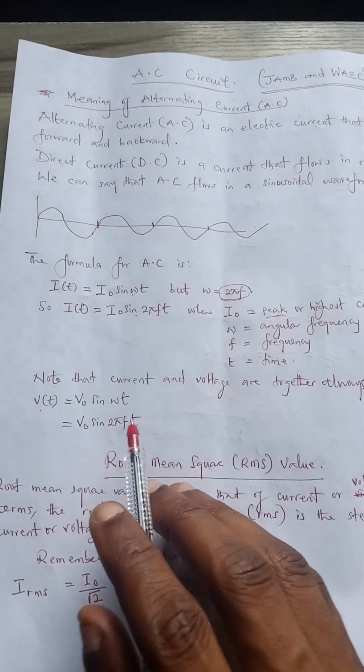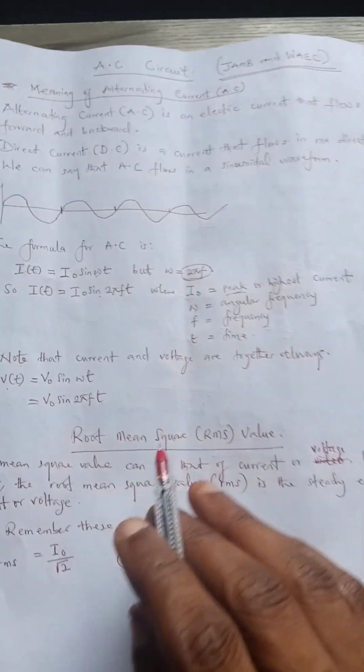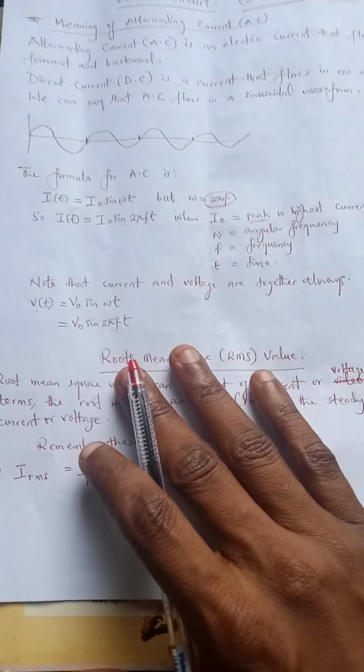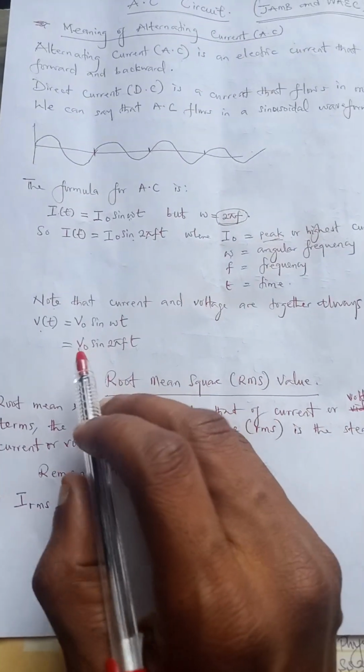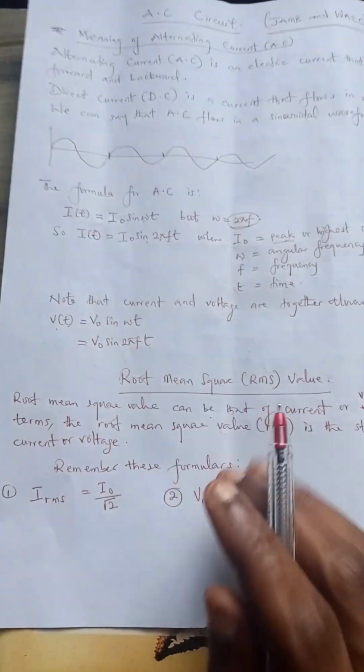What that means is that V0 is the peak, that is the highest voltage you can get. Remember, we say that alternating current moves to and fro. The current is changing all the time, but the highest you can get from a particular alternating current is the one we call the peak, which is I0 for current and V0 for voltage.